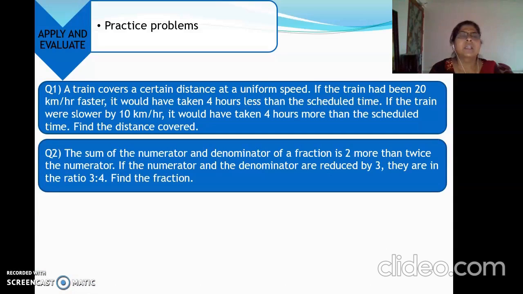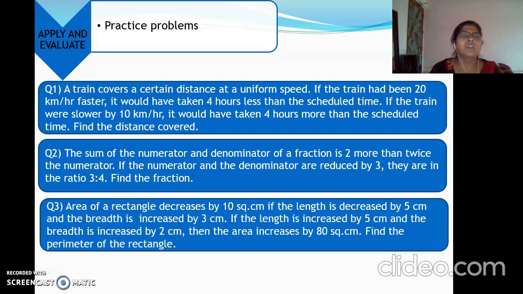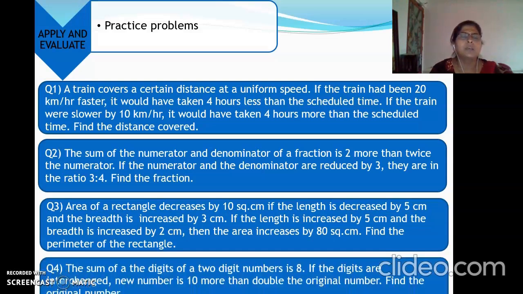Now, for the second sum, it is given about the numerator and denominator. Using the ratio, try to solve this. The third sum is based on the area of a rectangle, which we solved just now. Similar to this is the given question. And the last one is based on a two-digit number. So solve all these four sums, and you can frame your own questions to solve them and enjoy the decision-making process and solving it on your own happily.